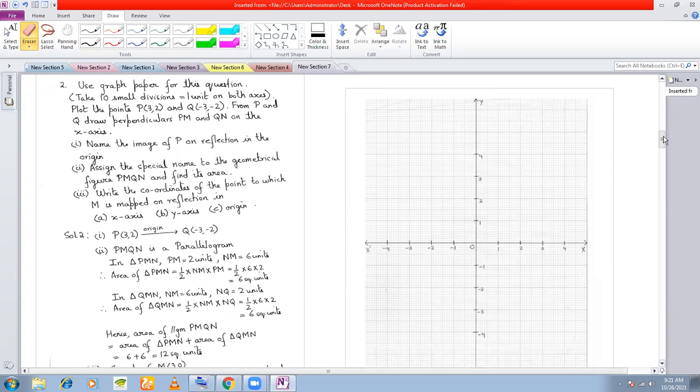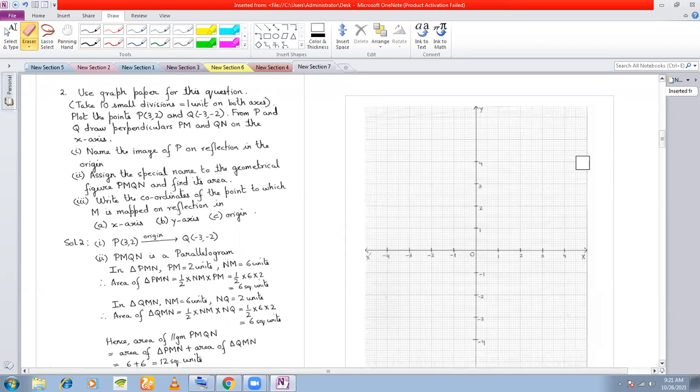Fine. So once you have written the scale, now we proceed with the problem. Plot the points P(3, 2) and Q(-3, -2). Okay, so let's plot the point P(3, 2). This is my point P(3, 2). And you need to plot the point Q also, (-3, -2). Minus 3 and minus 2. Plot it here. Q(-3, -2).